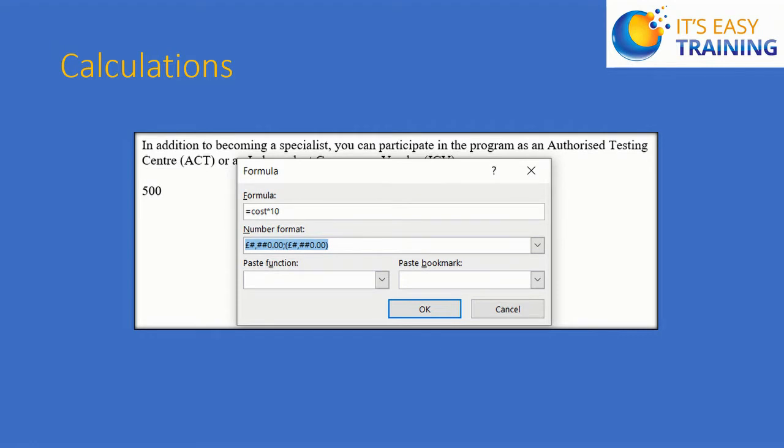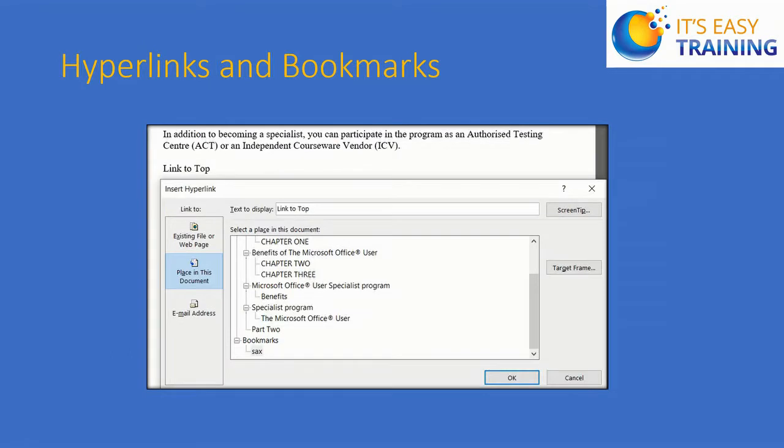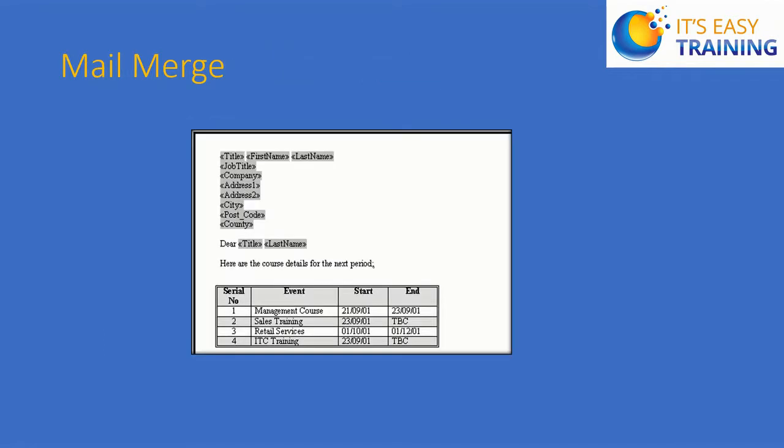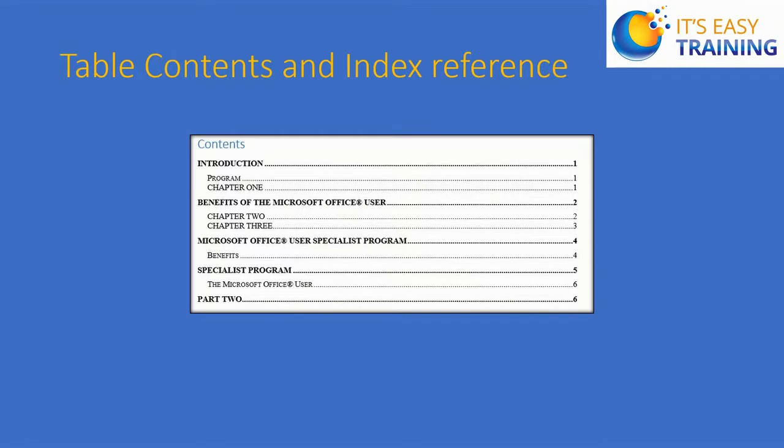Then calculations outside of tables, so you can do calculations in a Word document, not inside a table. Then we'll look at how to create bookmarks and hyperlinks to those bookmarks. As you can see there, there's an example of a bookmark. Following on from bookmarks, we'll look at mail merge, simple mail merge for a letter and an envelope, and then more complicated ones. Next section is table of contents.